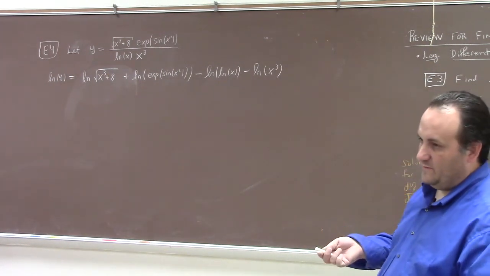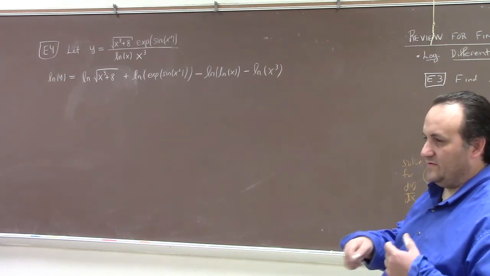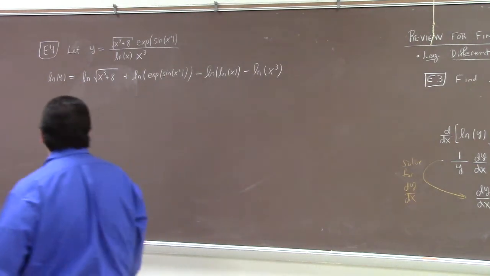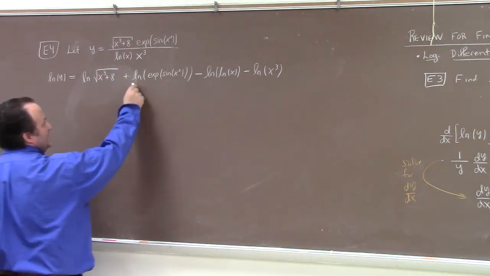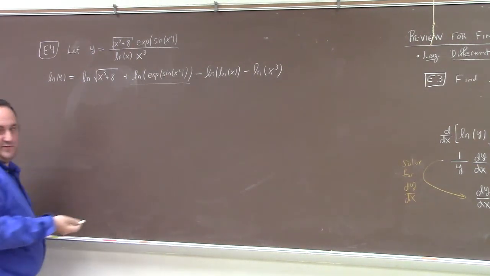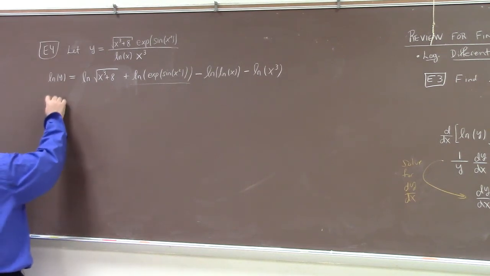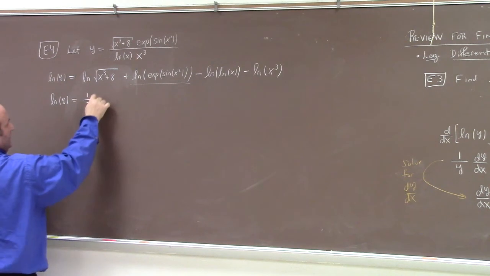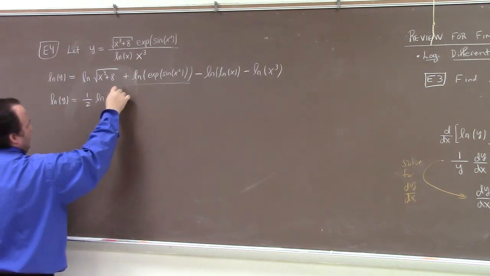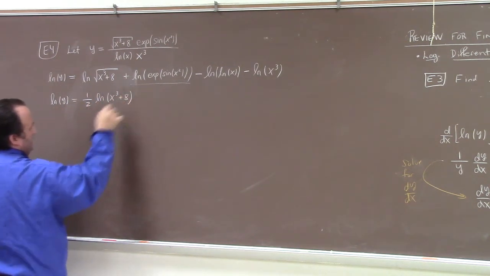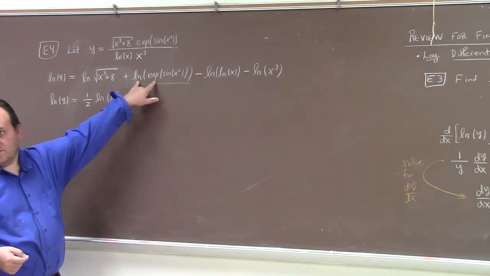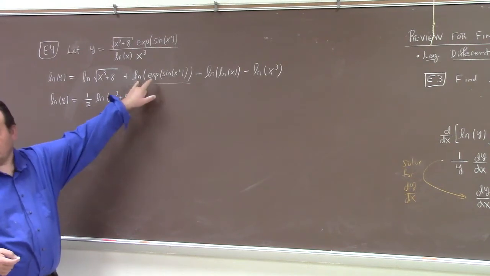We should simplify this before we differentiate, though, because differentiating a square root is no fun, and there's no need. This is much simpler if we simplify it. So what we have is natural log of y equals 1/2 natural log of x cubed plus 8, right? And the log and the exponential are inverse functions. So this simplifies just to sine of x squared.